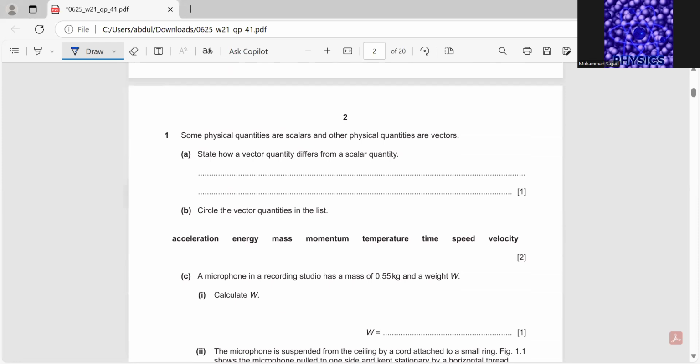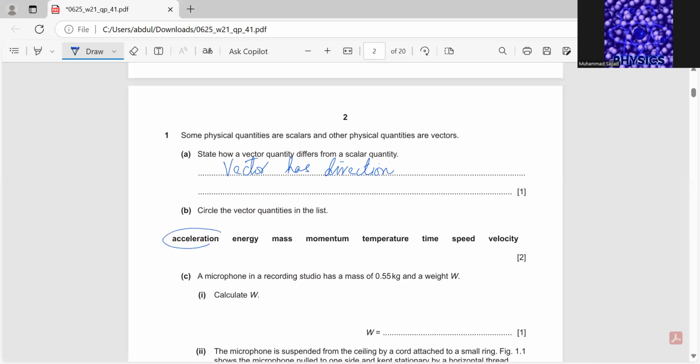Some physical quantities are scalars, and the other physical quantities are vectors. State how a vector quantity differs from a scalar quantity. Very simple difference: vector quantity has direction, while scalar quantity has no direction. And this is enough for the mark. Vector has direction.